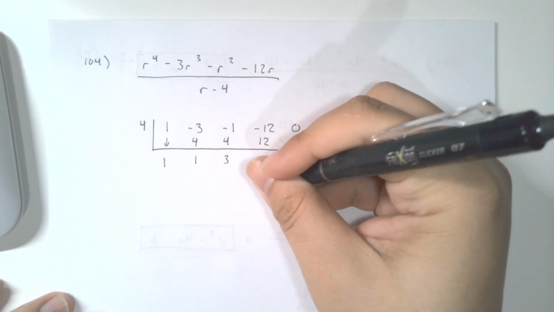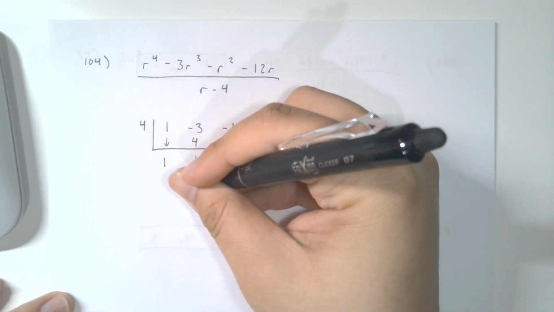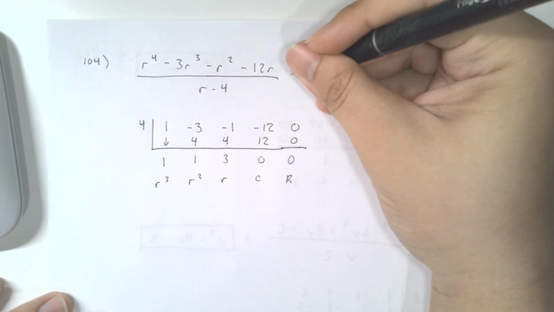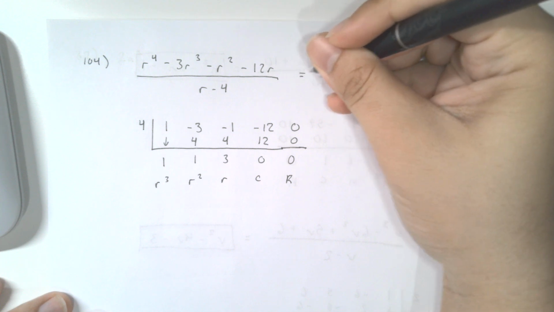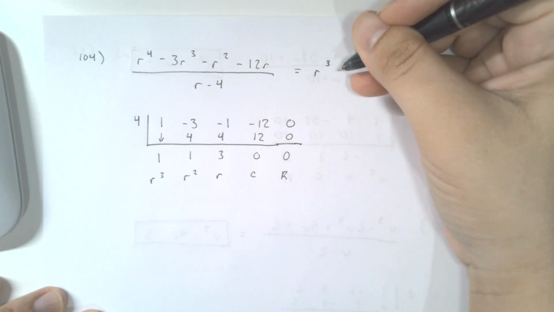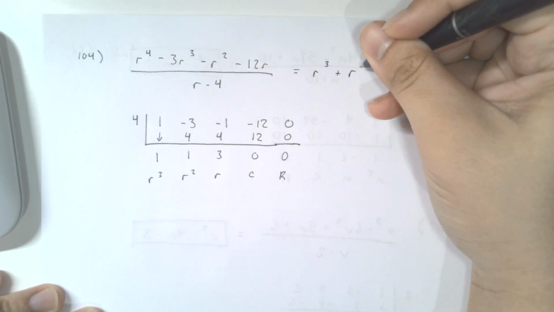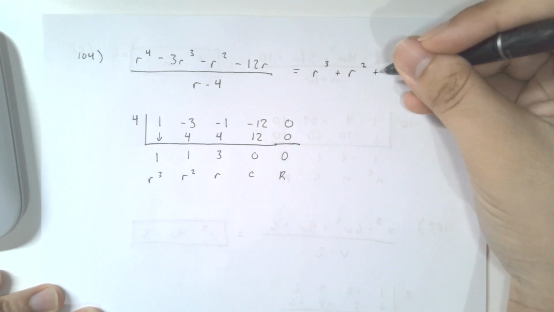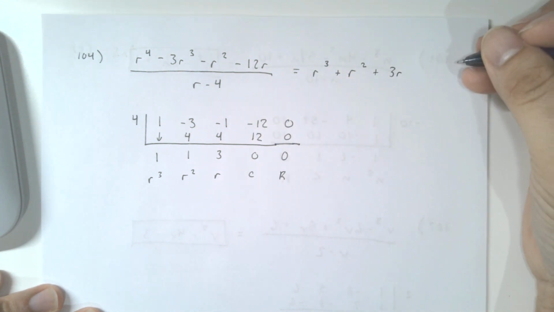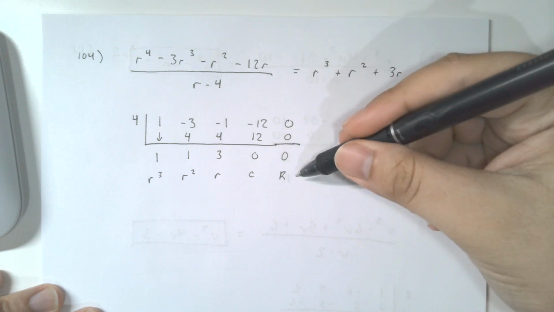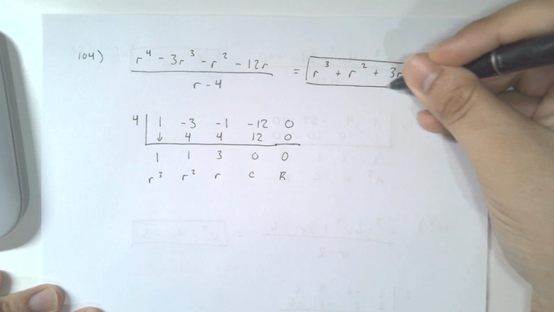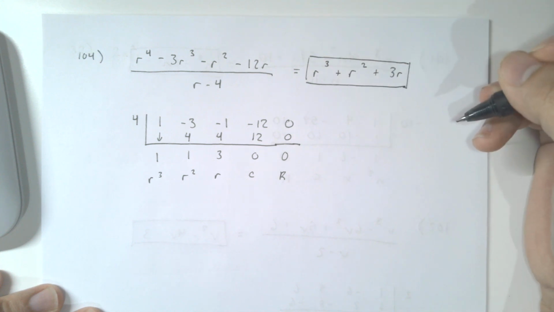Our remainder term, constant, r squared, and r cubed. So for our final answer, we have 1r squared, r cubed. We do have 1r squared plus 3r, and that's it. We don't have a constant, and we don't have a remainder. And so this is our final answer.